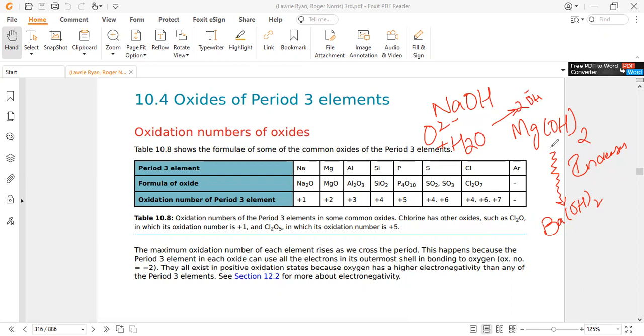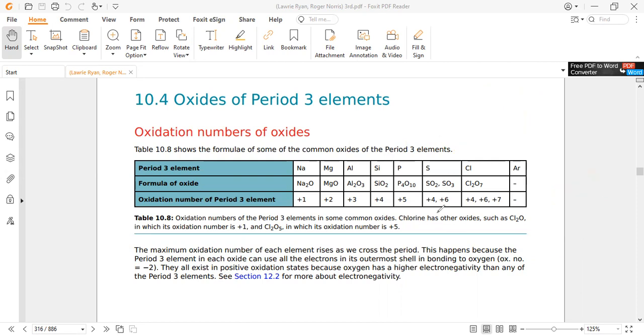The next part is predicting the pH. The more soluble the hydroxide, the higher the pH. Group 1 hydroxides are more soluble compared to group 2 hydroxides. So group 1 hydroxides readily dissolve and produce more OH- ions than other hydroxides like group 2 hydroxides.